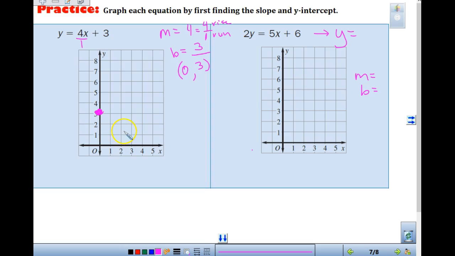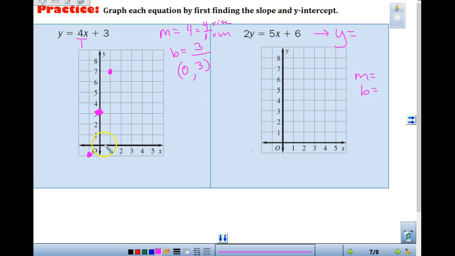Now I am going to do what, Layla? Go up 4 over 1. Up 4, so 1, 2, 3, 4 over 1. I can't do that again, right? But I could go back to this point and go down 4, 1, 2, 3, 4, down, and over 1.